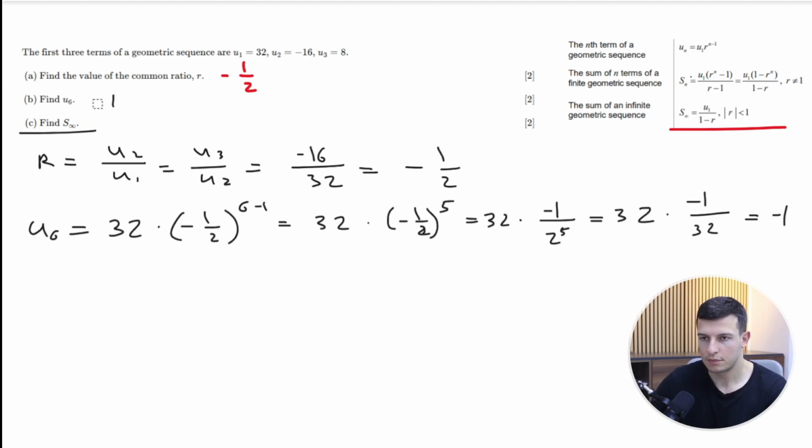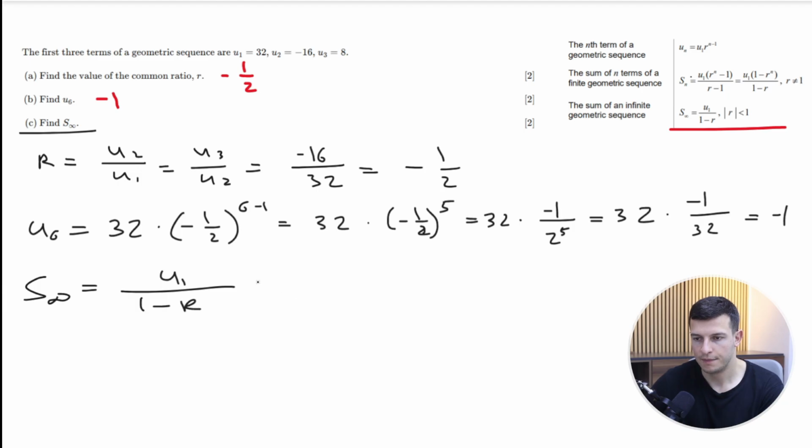Now, last one, S infinity. Again, we have a formula, U1 divided by 1 minus R, assuming the absolute value of R is less than 1, which we have. The absolute value of our R is 1 over 2, so it qualifies for the condition.